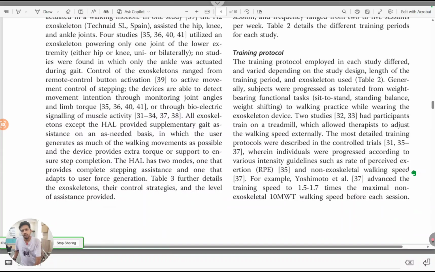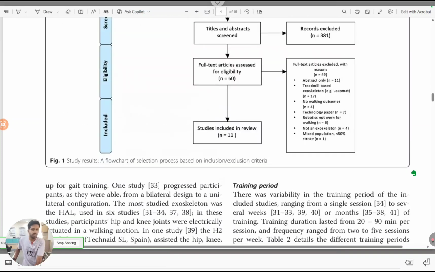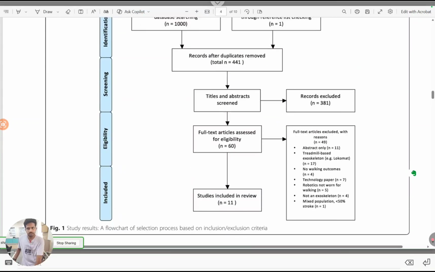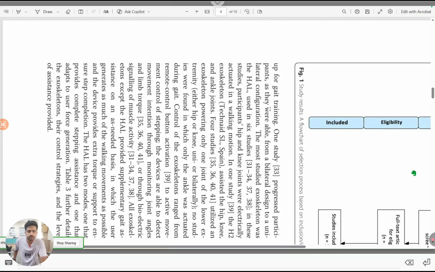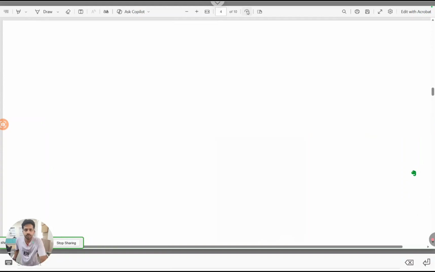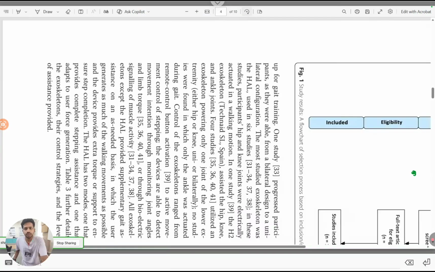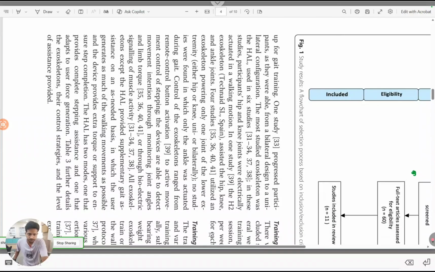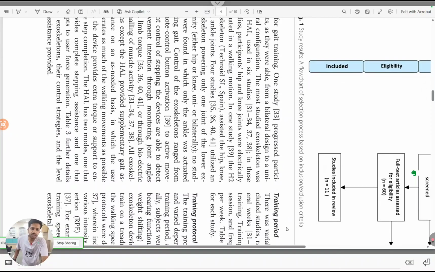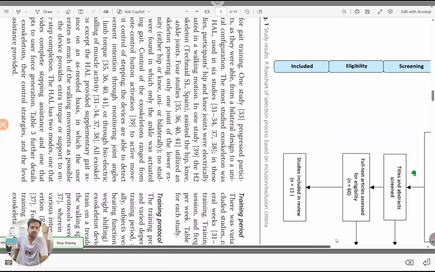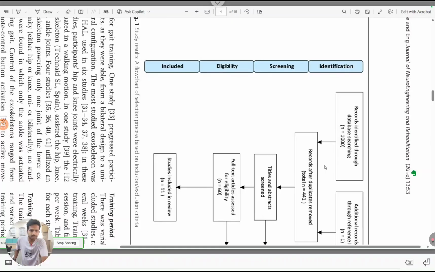Okay, so you can see here the figure. I will rotate it and show you. One second, I will rotate it. Okay, see, so this is the figure. The study results, a flow chart of the selection process based on inclusion and exclusion criteria. You can see what is included and what is excluded.